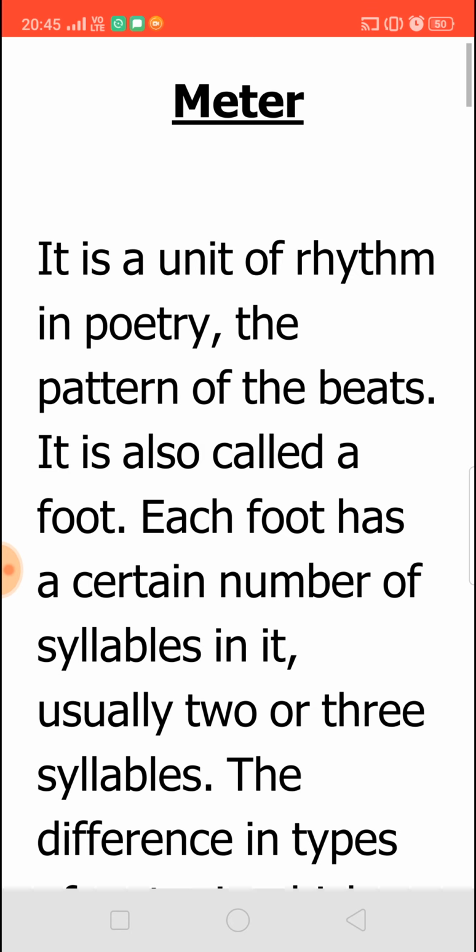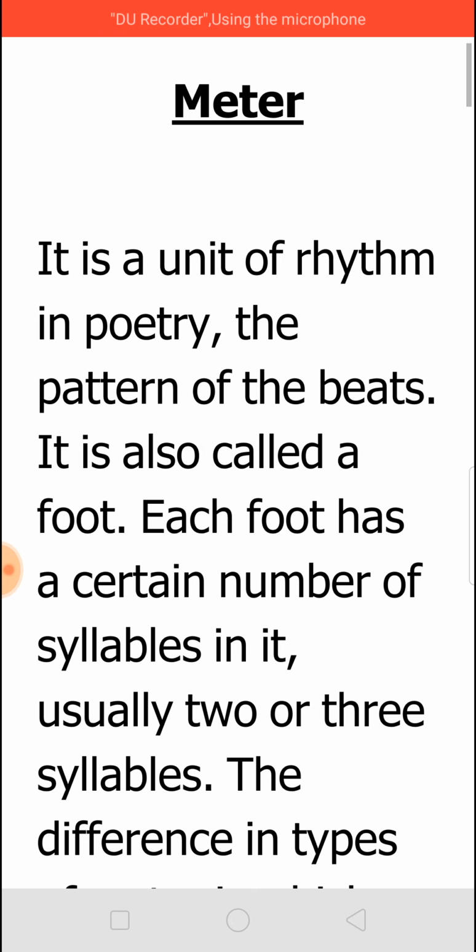And unit means it's the way we measure this rhythm, like how we measure a cloth in centimeters or meters, or we weigh the rice in kilograms. Same way, this rhythm we will measure in the unit of meters. And these beats are also known as foot.